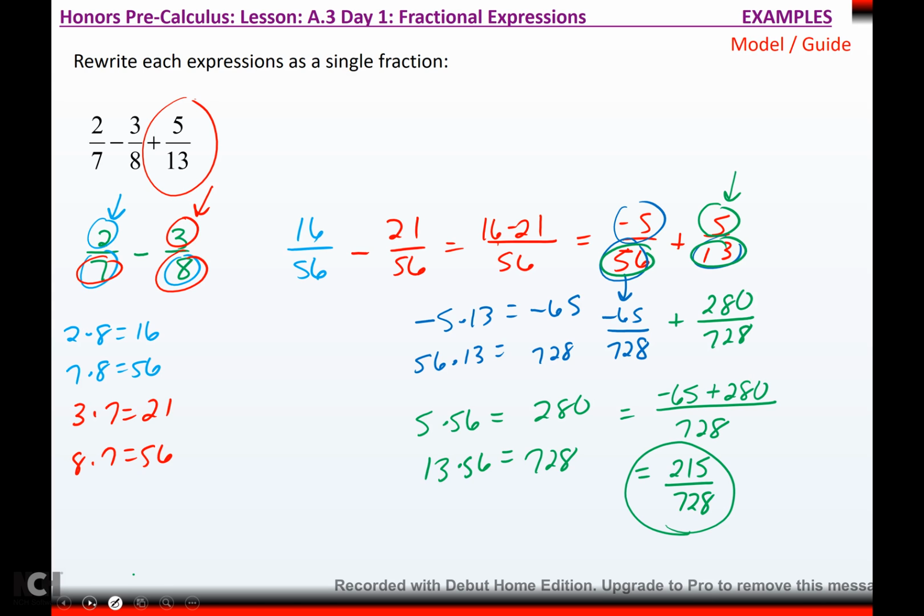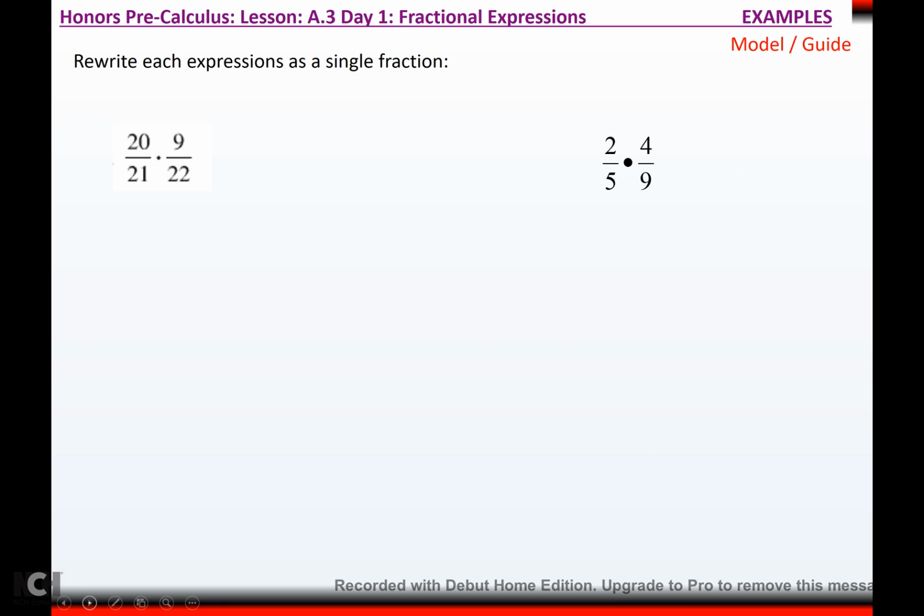Alright? So, multiplying. Multiplying is straight across the top. 20 times 9 is 180. 21 times 22 is 462. And again, I'm not going to reduce by hand. I type in 180 divided by 462, math, enter, enter, and that reduces down to 30 over 77.